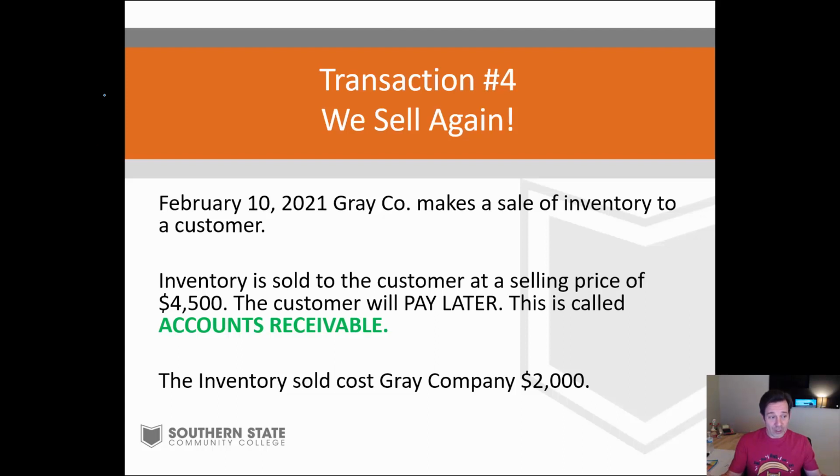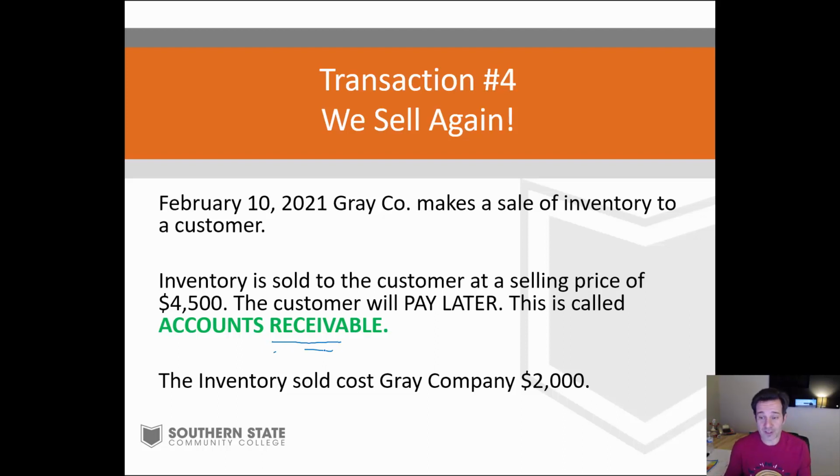Transaction 4, you all ready for another one? We sell again. February 10th, Gray Company makes a sell of inventory. Customer comes in, buys something. Inventory is sold for $4,500, but this time, customer's going to pay later. We're going to let them pay later. That's called account receivable. We expect to receive money from that customer.